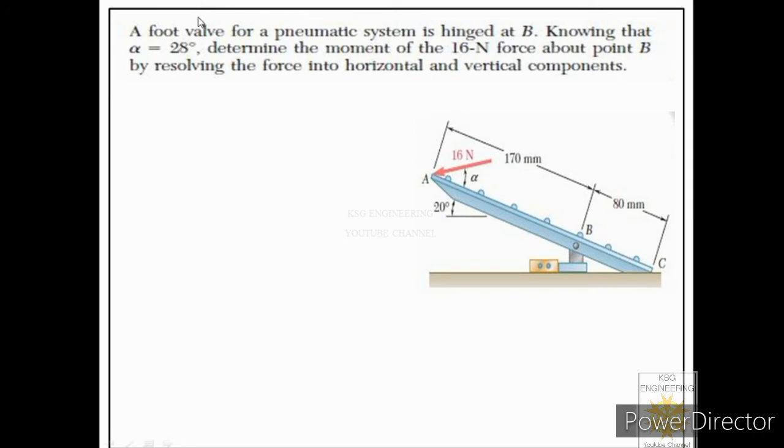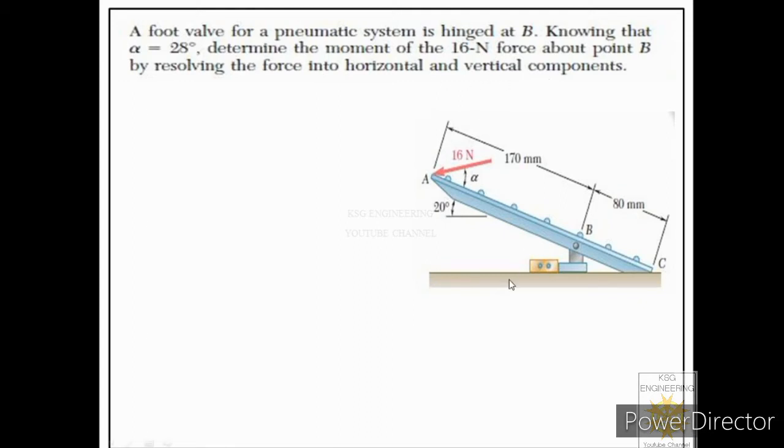So let us read the statement of the next numerical. A foot valve for a pneumatic system is hinged at B. Knowing that alpha is 28 degrees, determine the moment of the 60 Newton force about point B by resolving the force into horizontal and vertical components.